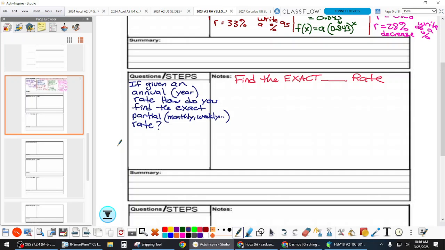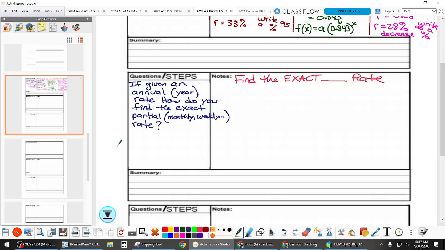The only one people usually mess up is weekly. Sometimes they forget 52 because it's not a number you say a lot. And then what about semi-annually? That would be 2 times a year, every 6 months. What if it was bi-monthly? Every 2 months. So there's all these weird ways we talk, right?